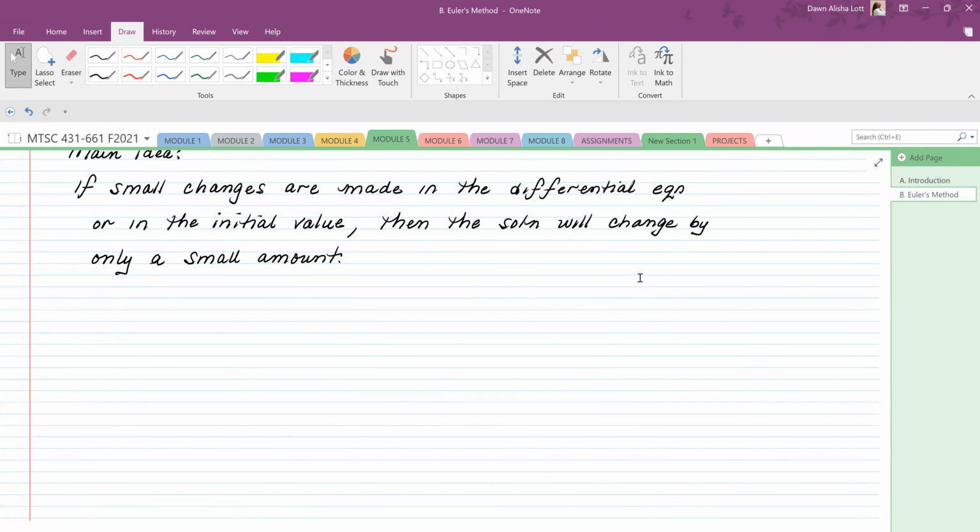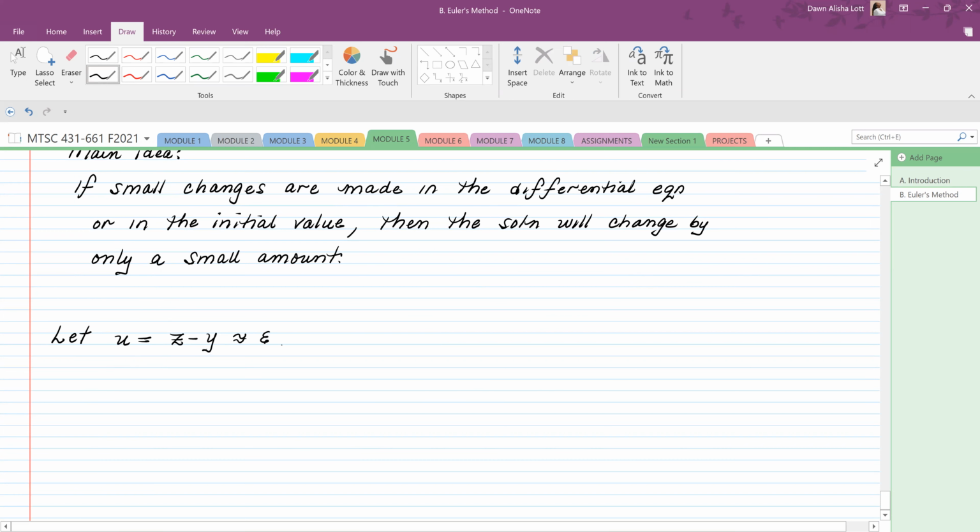So now let u equals z minus y be approximately epsilon. Well, dz/dt minus dy/dt, all right, that is equal to f of t and z of t and epsilon minus what I would get for y, which is f of t and y.